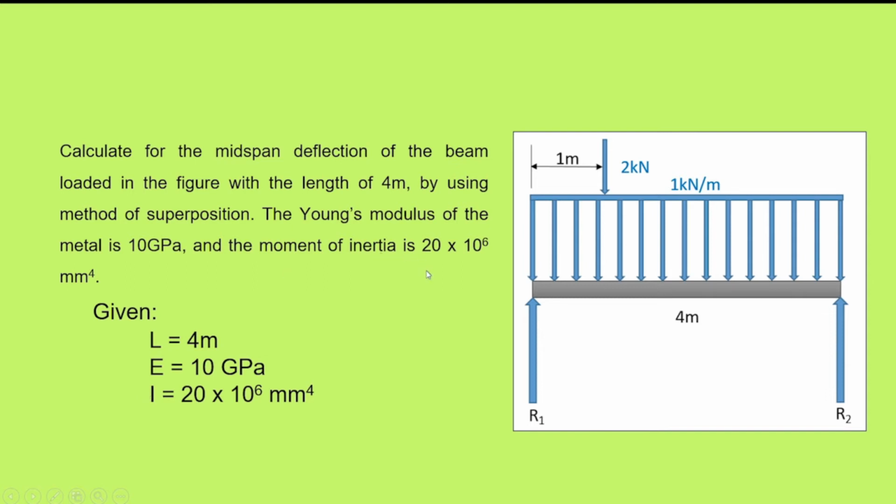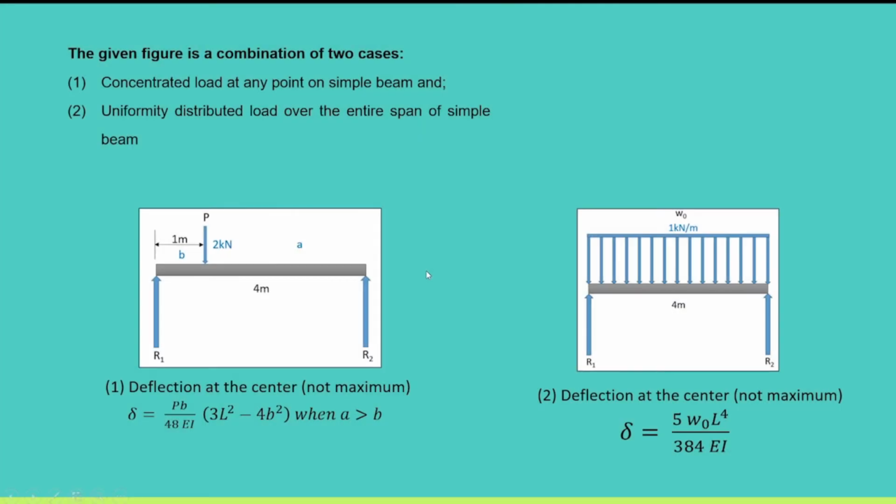To understand more the given beam figure, it is the combination of two cases from deflection for common loading by method of superposition. First case is the concentrated load at any point on simple beam, and second case is the uniformly distributed load over the entire span of simple beam.